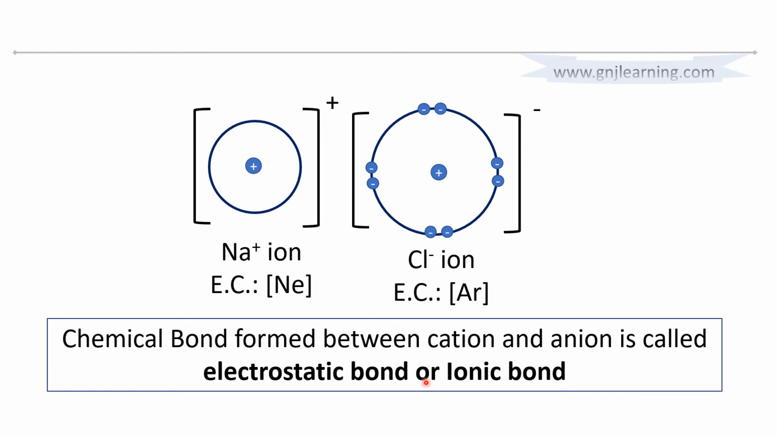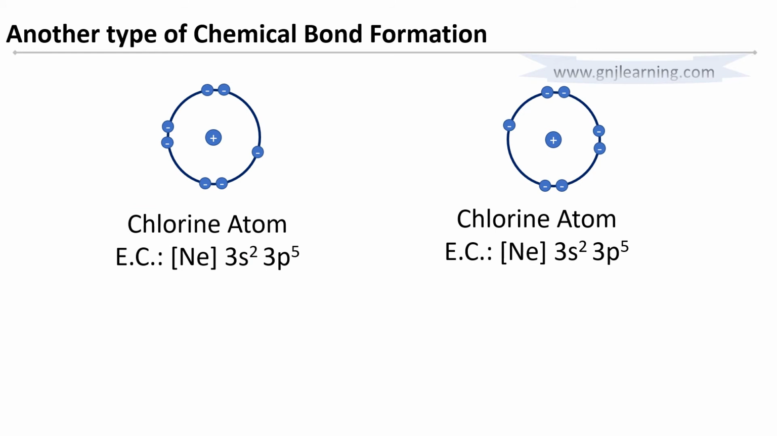Clear? So this is what was explained by the Kössel-Lewis approach. In the coming slides, we will see further examples. Now we are going to see another type of chemical bond formation, which we have already seen in chapter 3. Here we have two chlorine atoms. This chlorine atom has only 7 valence electrons, and similarly the other chlorine atom also has 7. So both of them require 1 electron.